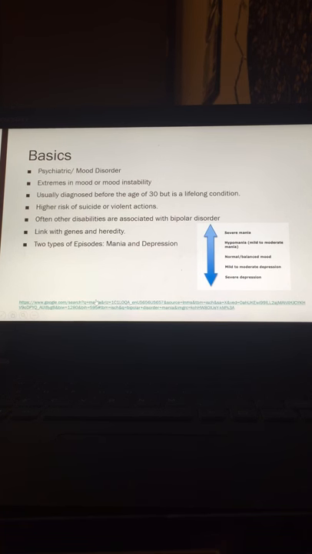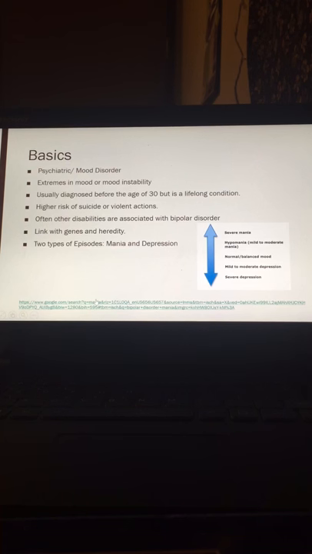It's usually diagnosed before the age of 30, but it is a lifelong condition. Therefore, it's more common in young adults and adolescents. Because of the extremes in mood, there's a higher risk of suicide or violent actions within these individuals. Often other disabilities are associated with bipolar disorder, which include anxiety, panic disorders, and OCD.